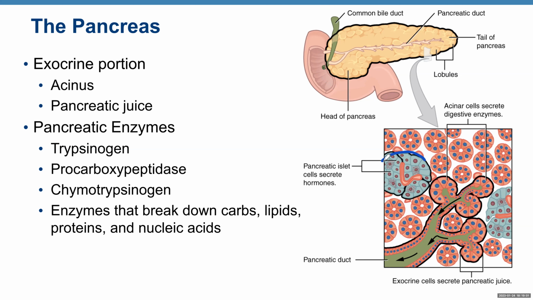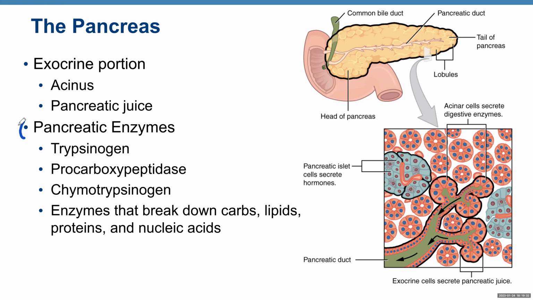Now, there is another portion of the pancreas called the pancreatic islet that secretes hormones, insulin and glucagon. And those hormones regulate glucose level in blood. But that's endocrine structures. Exocrine structures, that is our acini, that secrete pancreatic juice.